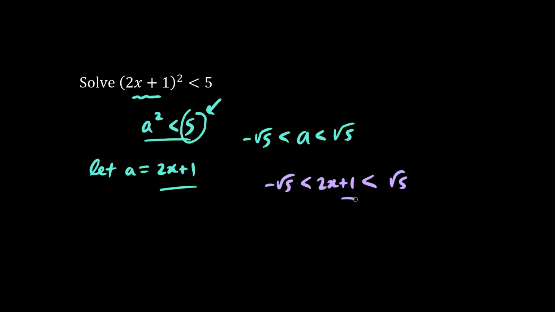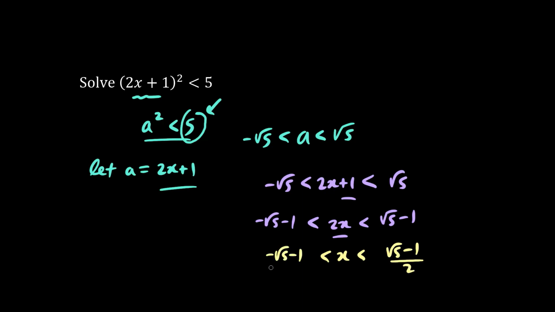Let's subtract 1 from each part. We get 2x is between root 5 minus 1 and negative root 5 minus 1. Finally, let's divide each part by the coefficient of x, which is 2. We get x is between root 5 minus 1 all divided by 2, and negative root 5 minus 1 all divided by 2. And this here is a solution domain.